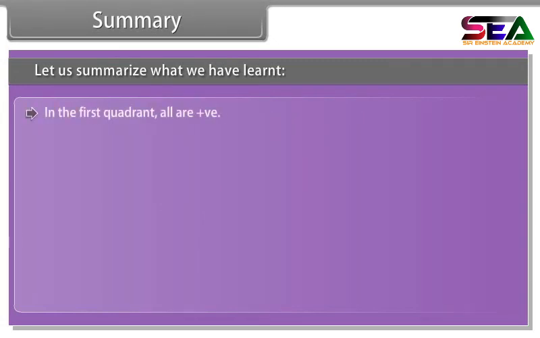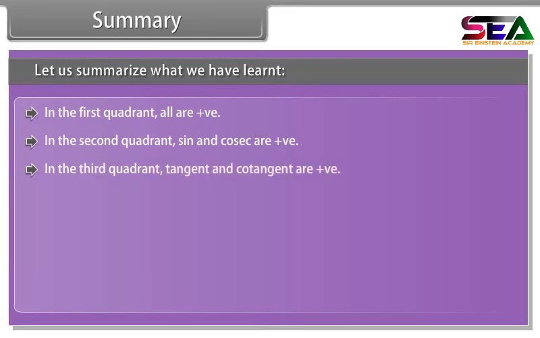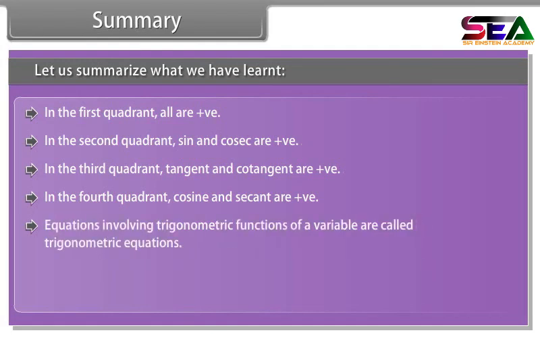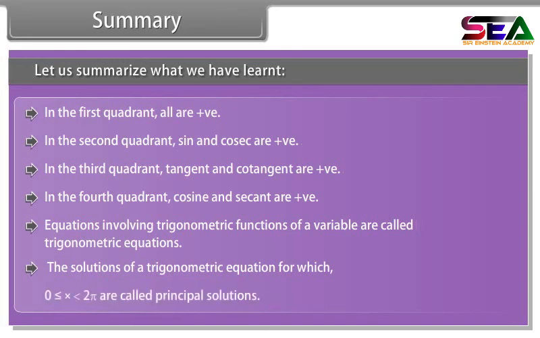In the first quadrant, all are positive. In the second quadrant, sine and cosec are positive. In the third quadrant, tangent and cotangent are positive. In the fourth quadrant, cosine and secant are positive. Equations involving trigonometric functions of a variable are called trigonometric equations. The solutions of a trigonometric equation for which 0 ≤ x < 2π are called principal solutions.